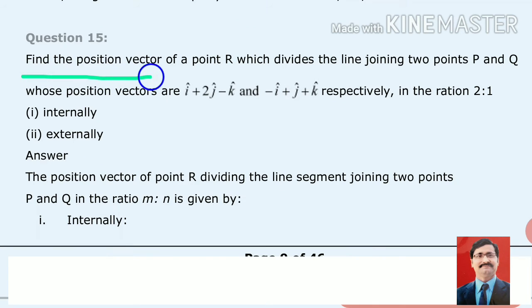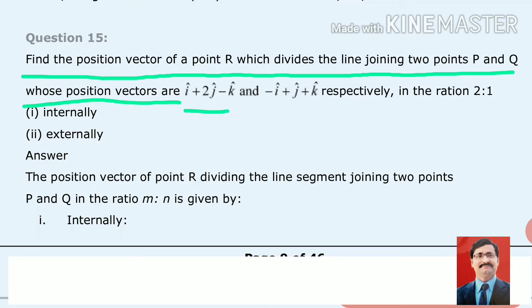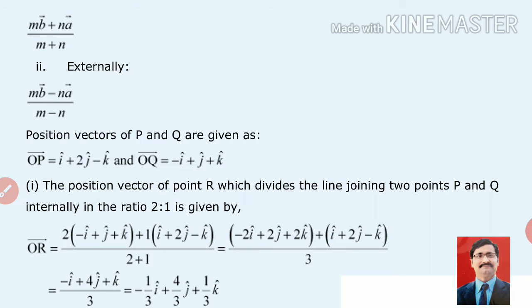Find the position vector of a point R which divides the line joining two points P and Q, whose position vectors are i plus 2j minus k and minus i plus j plus k respectively, in the ratio 2:1. First internally, second externally. Internally we have the formula (m b vector plus n a vector) upon m plus n, and for externally we have the formula (m b vector minus n a vector) upon m minus n.